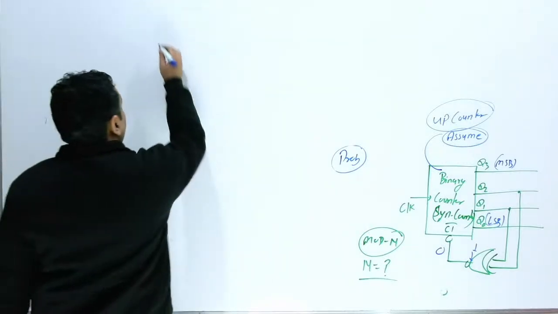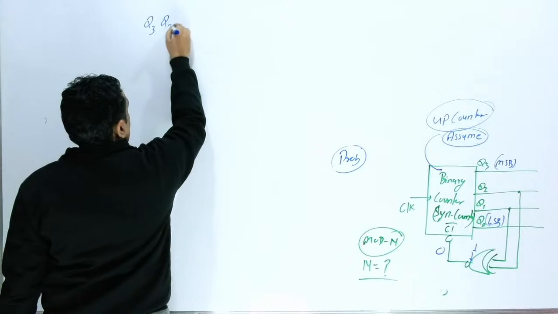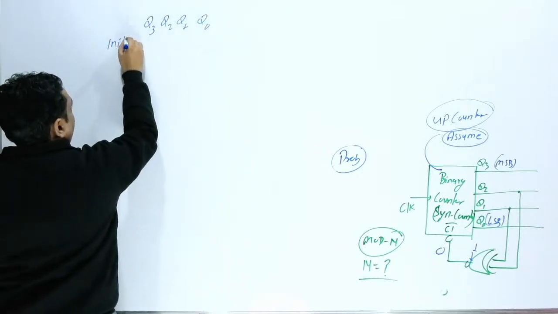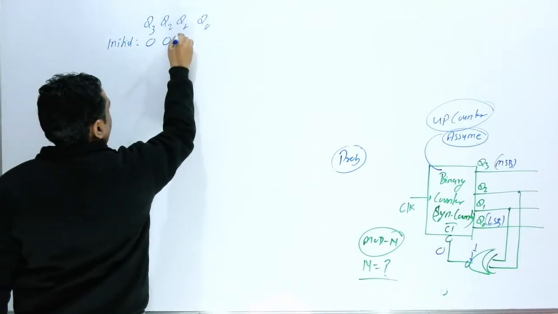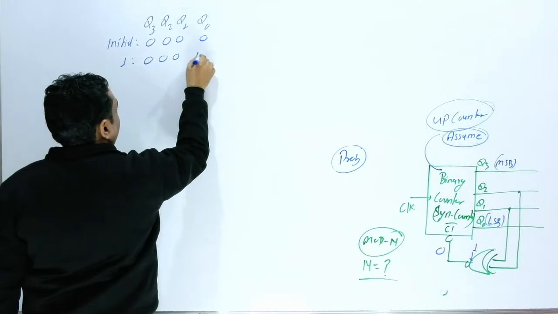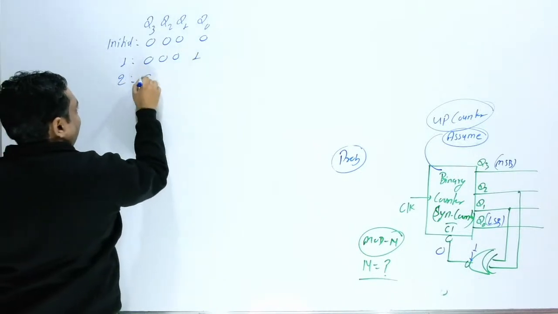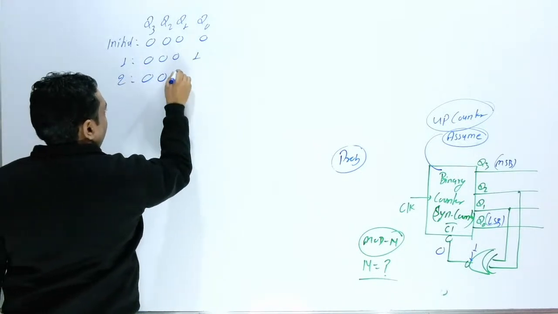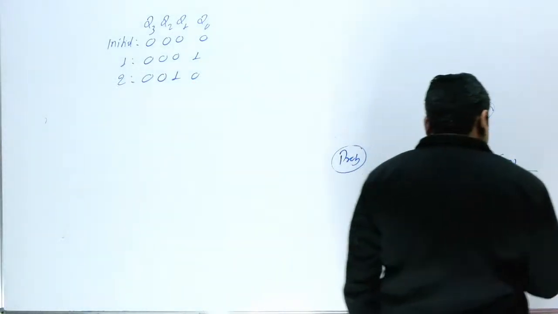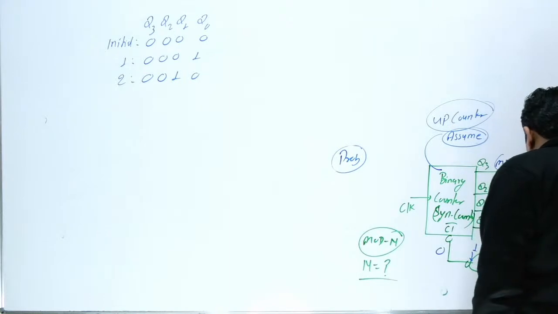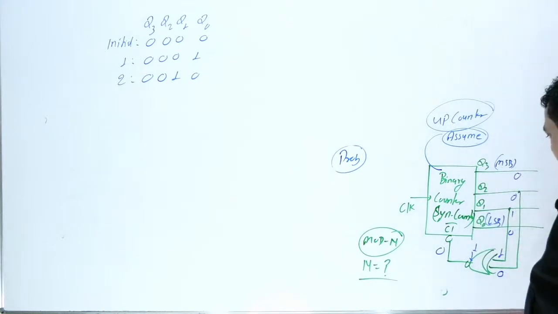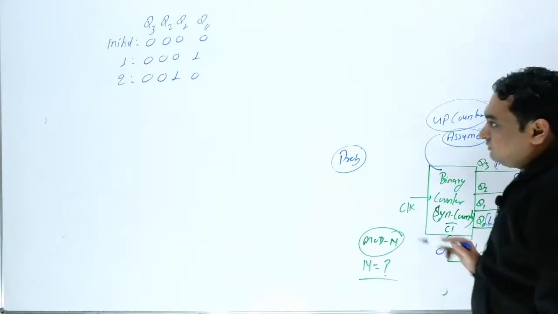So you can write this is Q3, this is Q2, this is Q1, this is Q0. If this is the up counter, it will start from 0, 0, 0, 0. After the first clock, this is 0, 0, 0, 1. After the second clock, this is 0, 0, 1, 0. So here you are getting this is 0, and if this is 0, 1, the output is 1. So this will be clear.